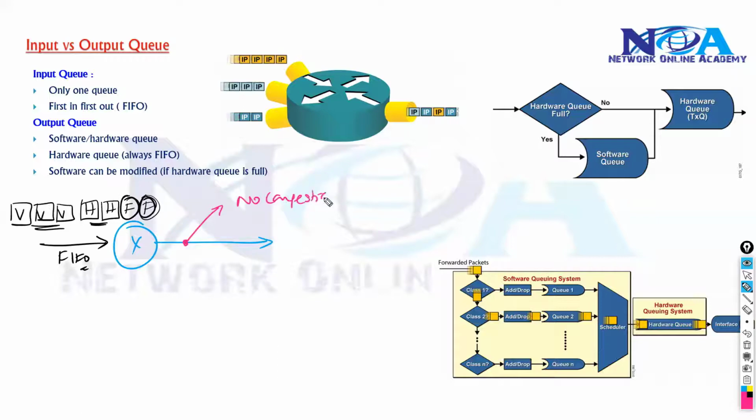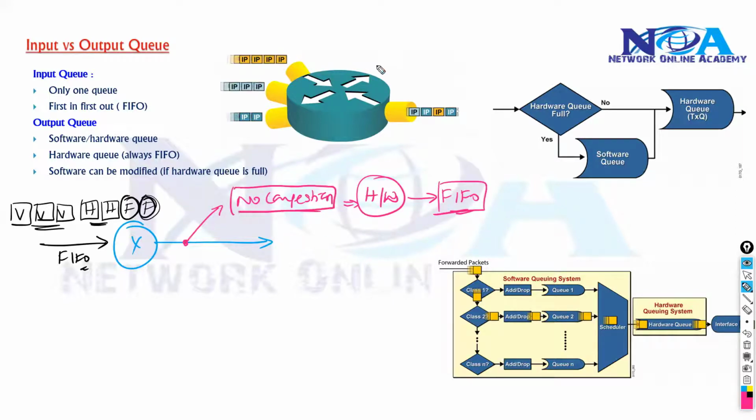Now the situation will differ in two types of scenarios. Let's say there is no congestion, then immediately these packets will be sent to the hardware queue, and then sent out of the hardware queue in the same order as received, first in, first out automatically. Because you don't need quality of service if there is no congestion.